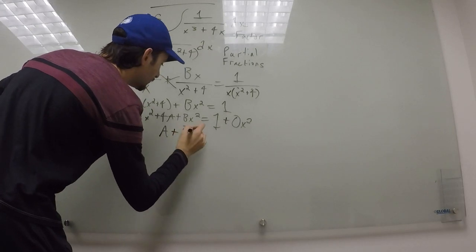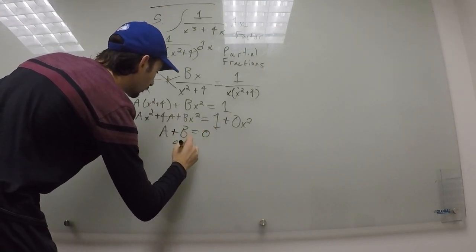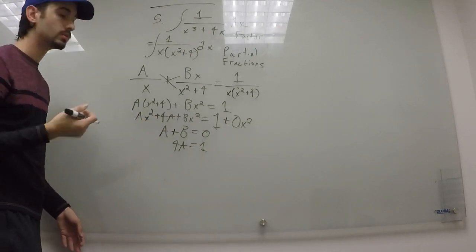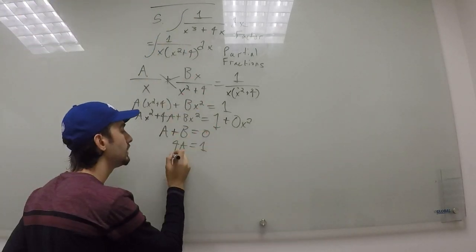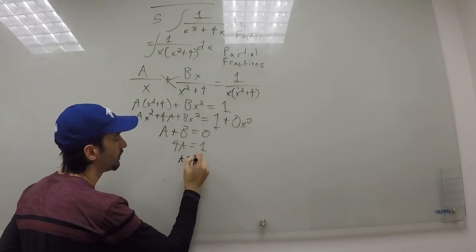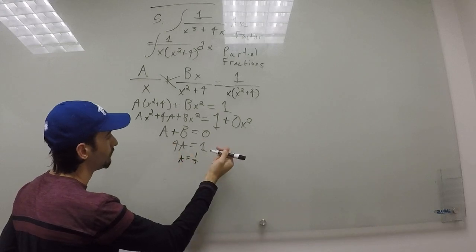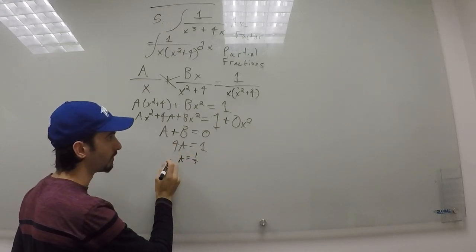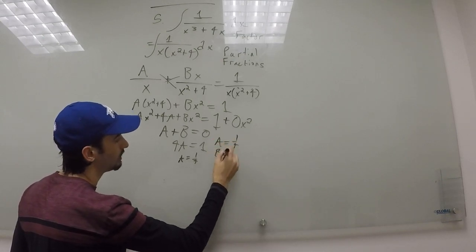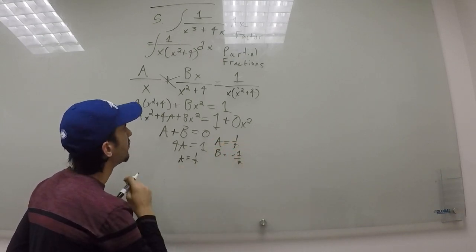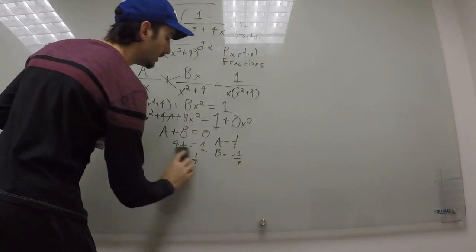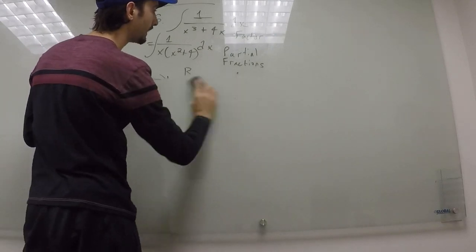Then we have two separate equations based on the coefficients: a plus b equals 0 and 4a equals 1. From this point, we solve for each value. If we divide 4a by 4 and 1 by 4, we get a equals 1/4, and 1/4 minus 1/4 equals 0. So a equals 1/4 and b equals negative 1/4. Then we will erase everything and rewrite it up here.